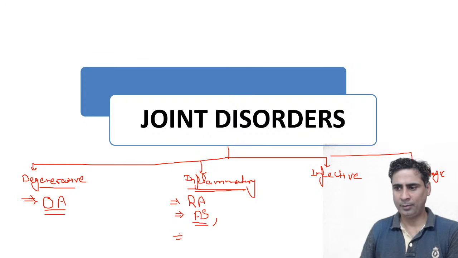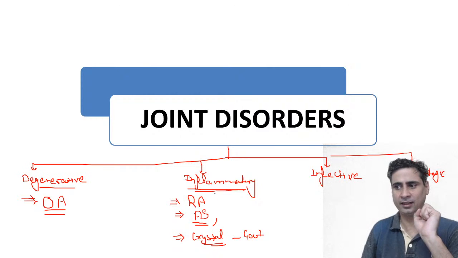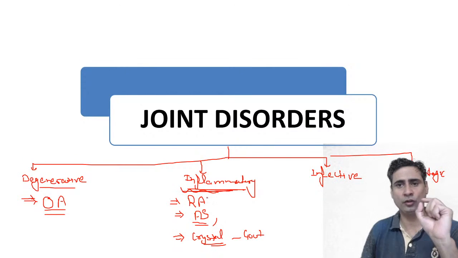Other important example is crystal induced arthritis like gout and pseudo gout. These deposition of crystals lead to inflammation inside the joint. So these are the inflammatory arthritis where active participation of immune system of the body causes inflammation in the joint, and that is the triggering event in the joint.